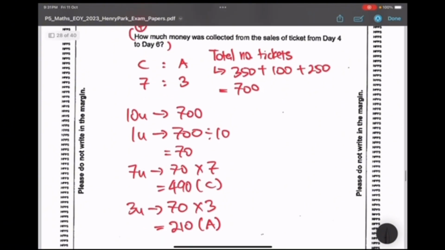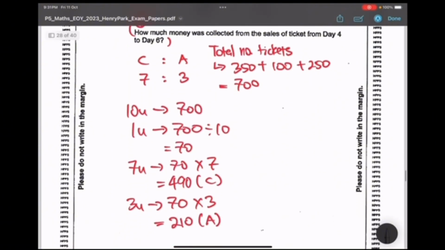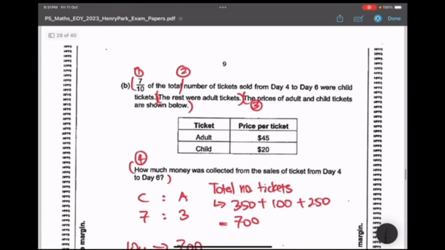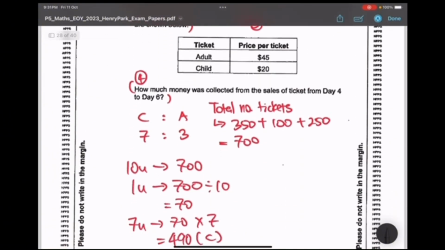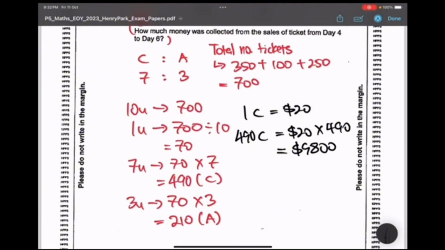Moving on from here, we want to find the total amount of money collected, right? So if we have 490 child tickets, 1 child ticket is $20. Alright, so if 1 child equals $20, we are looking for 490 child tickets. Okay, and that would simply be $20 times 490. And that would simply give me $9,800.